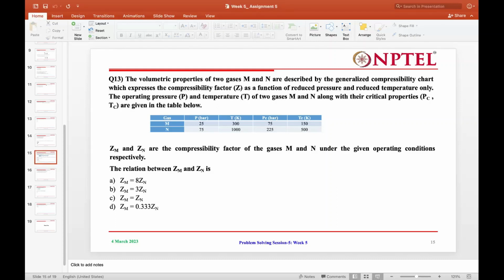300 by 150 is 2. For PR, 25 divided by 75, 0.33. This is 0.33. So the reduced temperature is almost the same for M and N gas, and similarly for reduced pressures. So here ZM is equal to ZN.